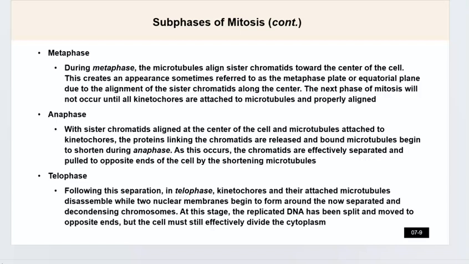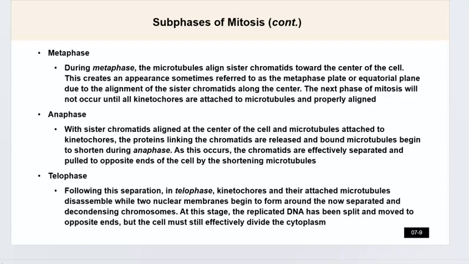can move to anaphase. And in anaphase, okay, everything is now aligned, and the proteins linking the chromatids are released, and those bound microtubules begin to shorten during anaphase. And as that occurs, the chromatids are effectively separated and pulled to opposite ends of the cell by the shortening microtubules. That allows us then to go into telophase.